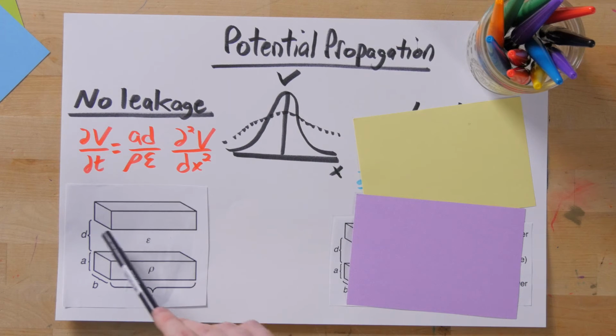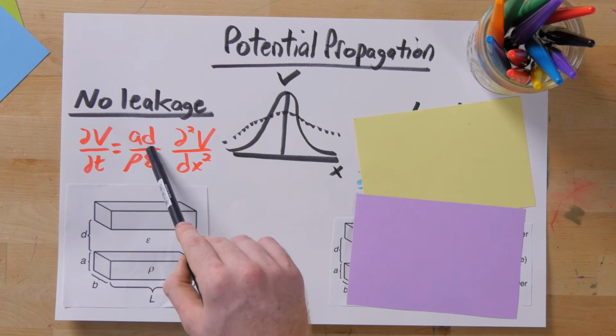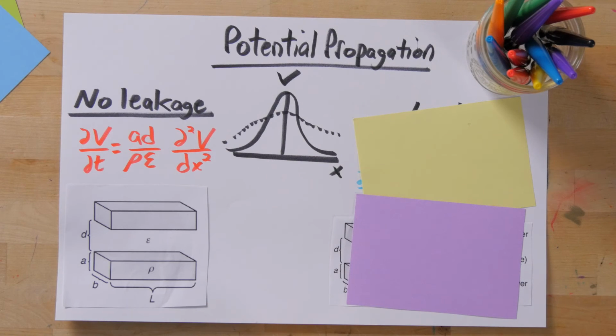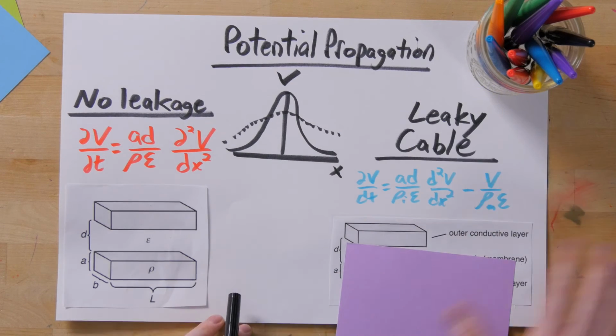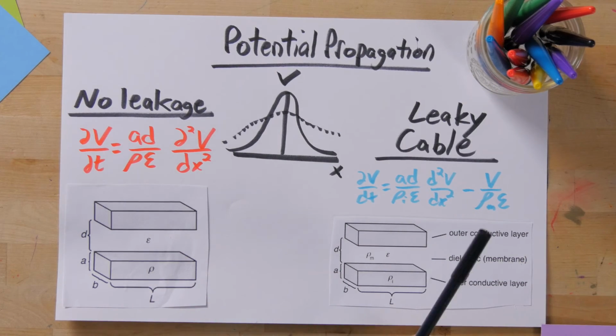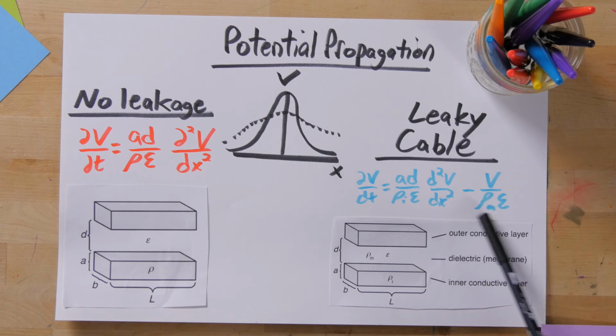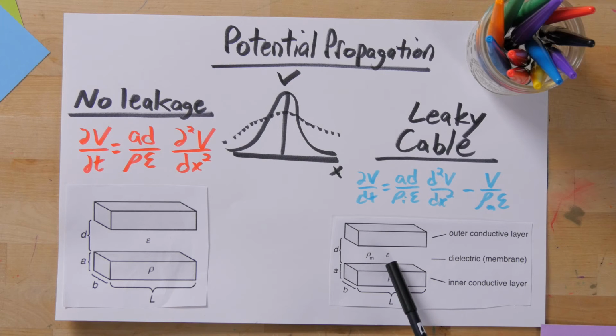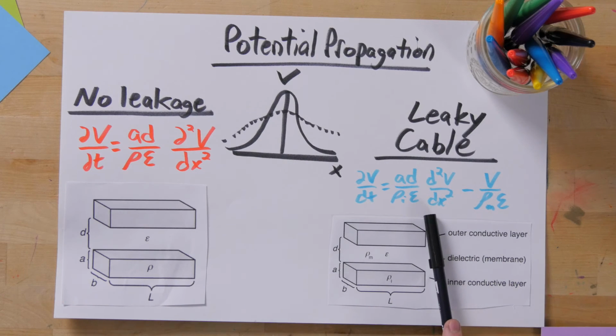You should feel comfortable plugging in these dimensions into this equation and understanding how changing those will affect your results. However, in real life, we know that potential and ions can actually cross the membrane, so we don't actually have no leakage. Instead, we can come up with a leaky cable model. In this model, we need to account for some leakage through our membrane, which is described by some resistivity and the same dielectric constant. So why does this matter?